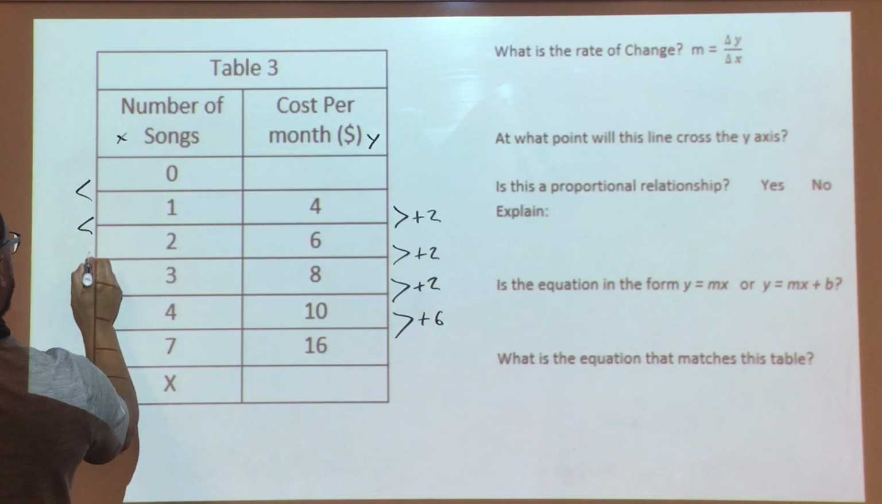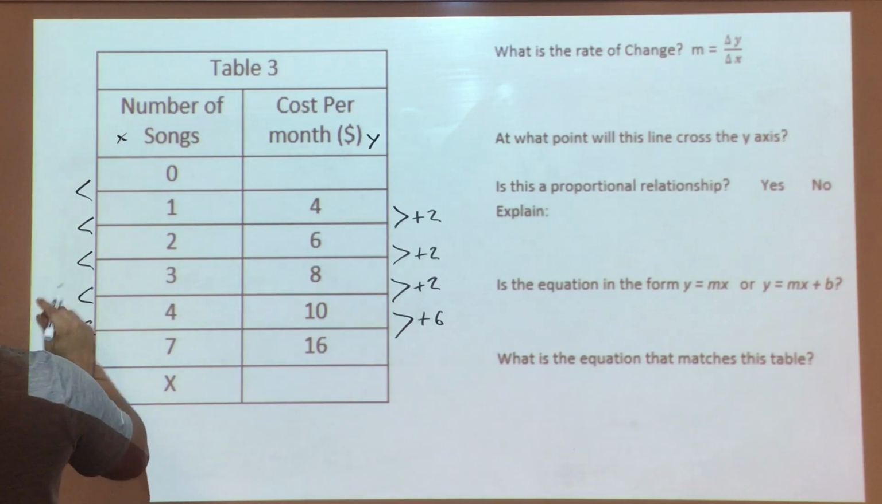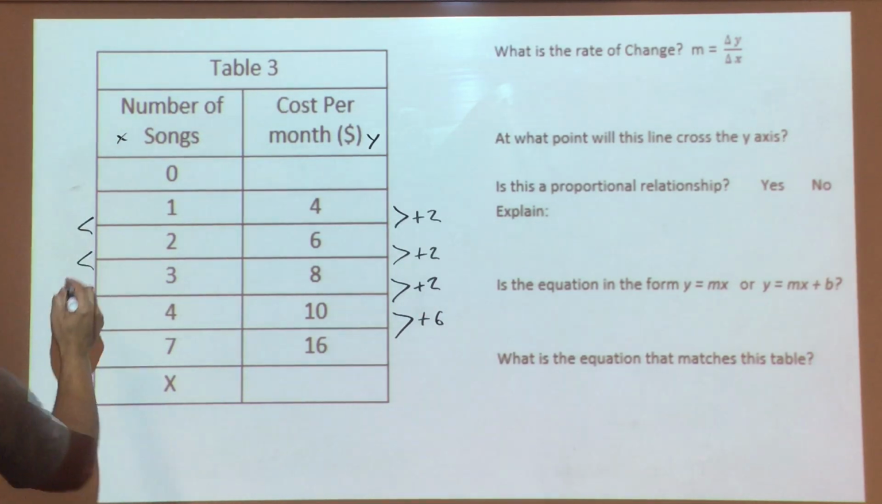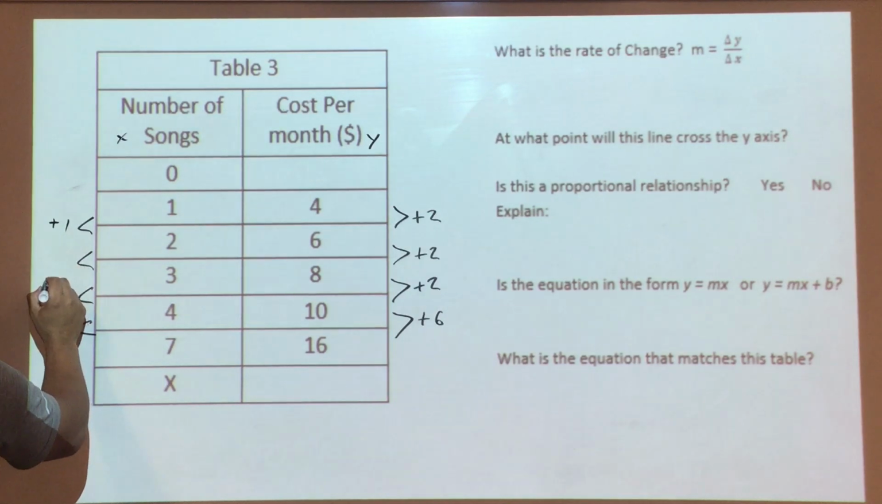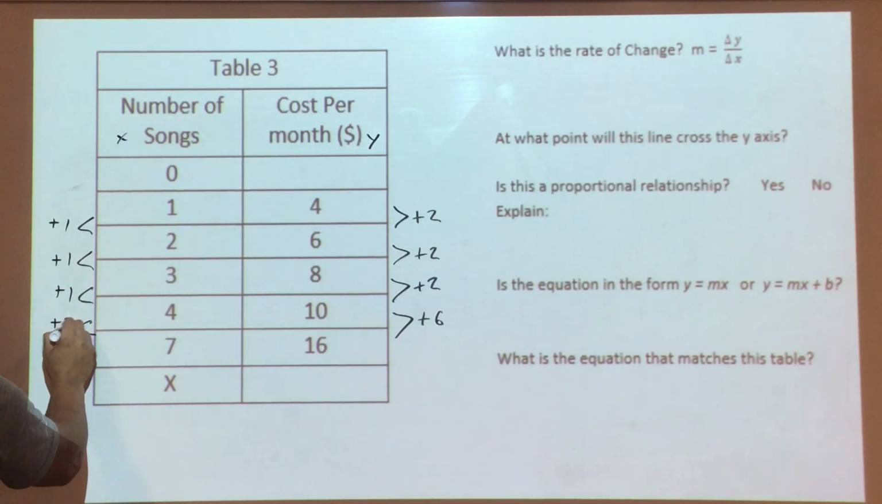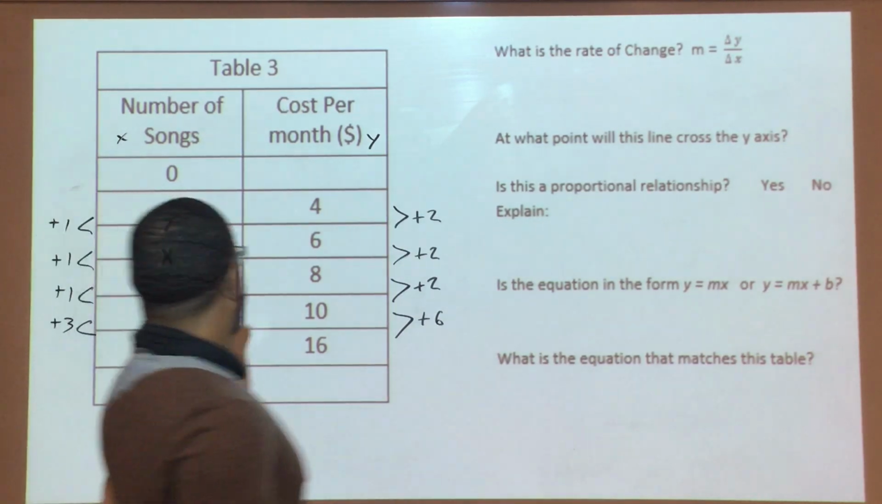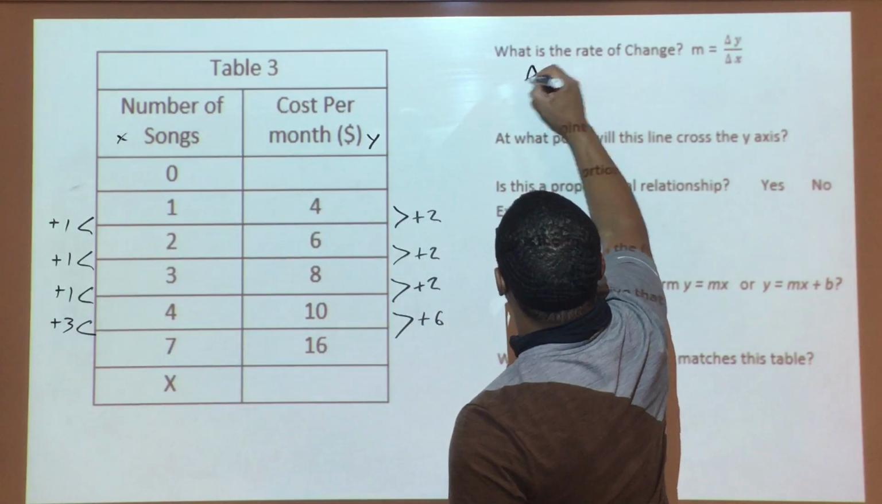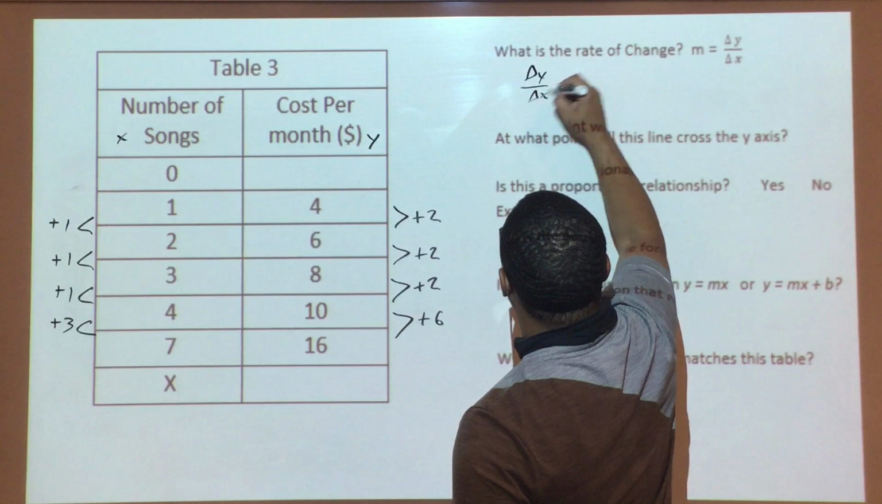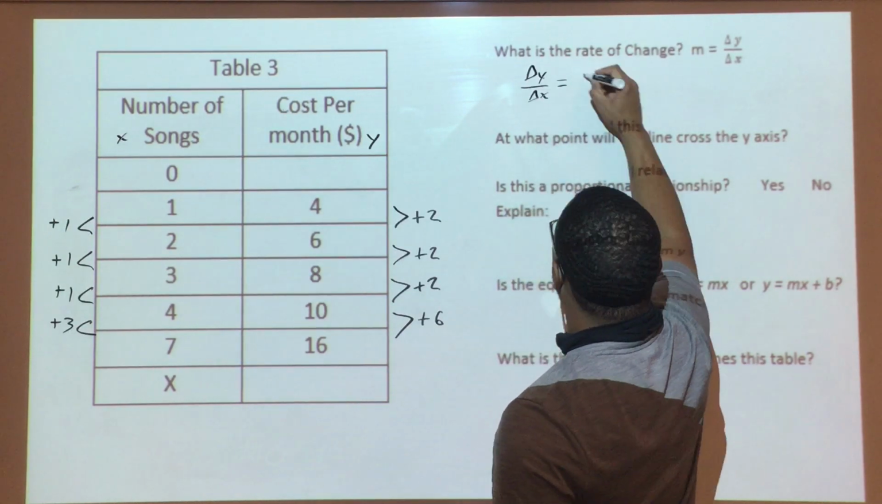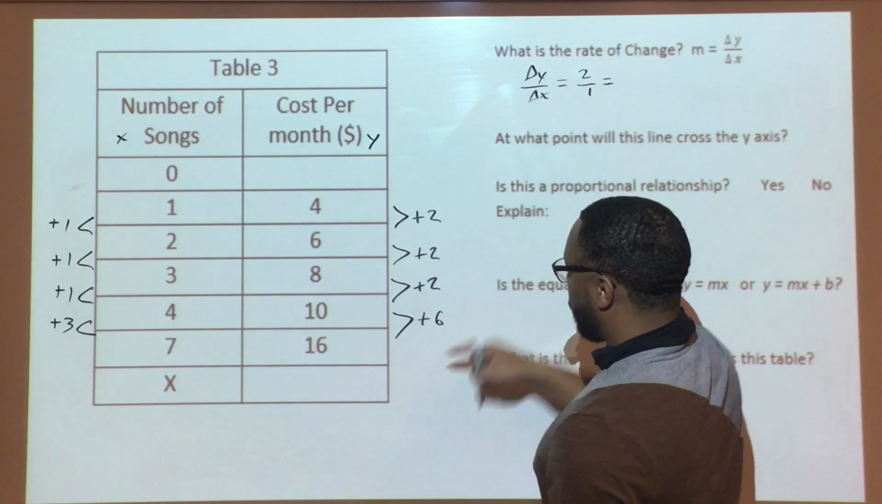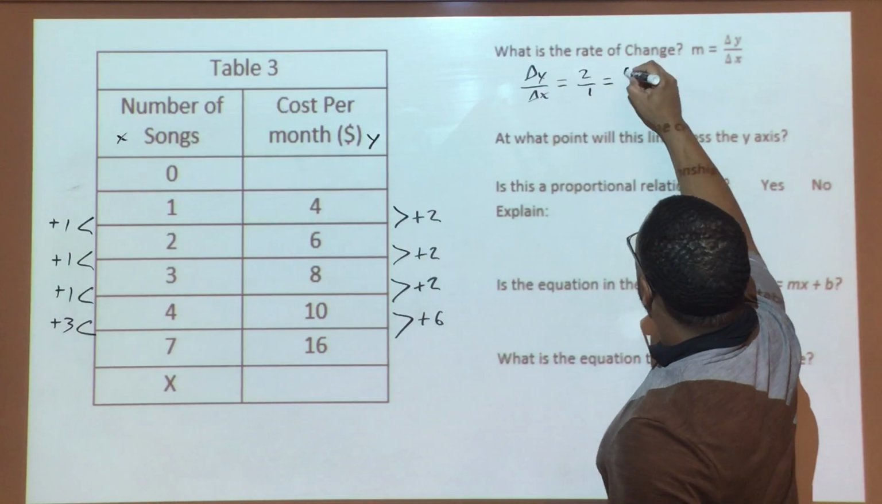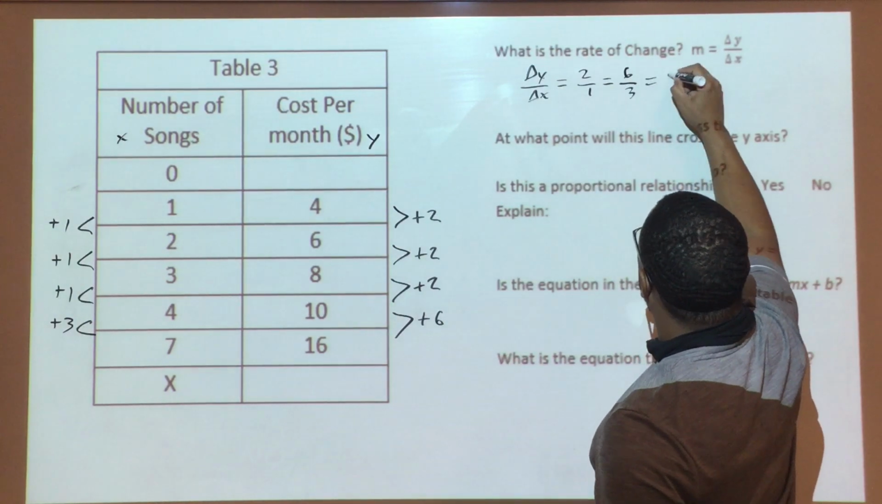This is increasing by 1, by 1, by 1, and then by 3. Change in y over change in x is going to give me 2 over 1, which is the same thing as 6 over 3. They both equal 2.